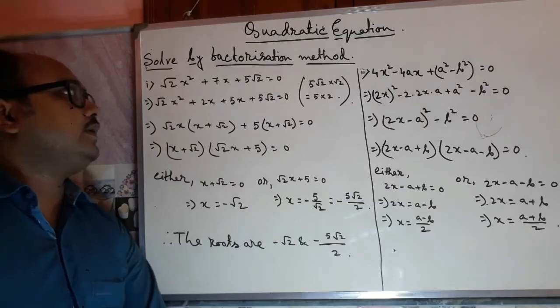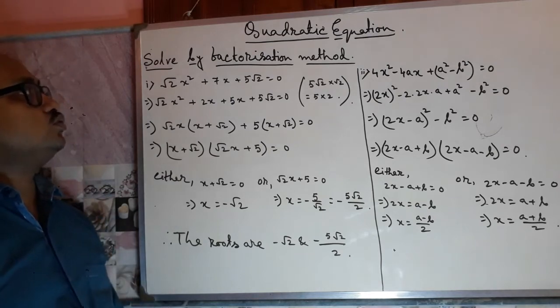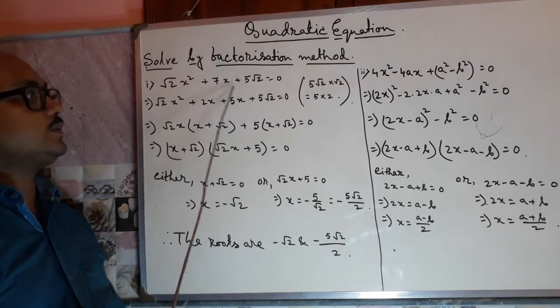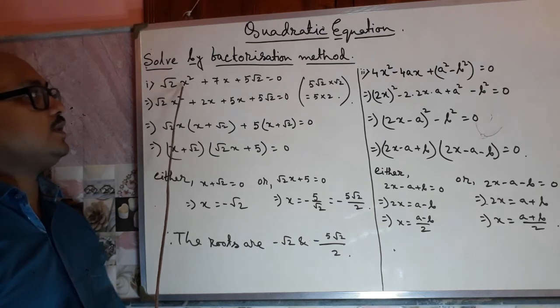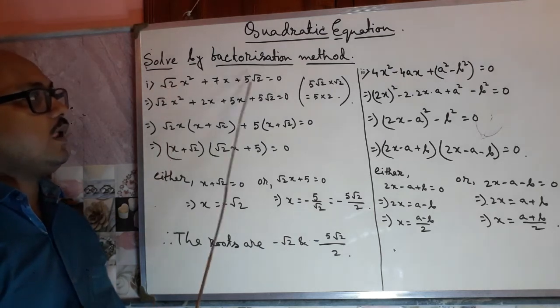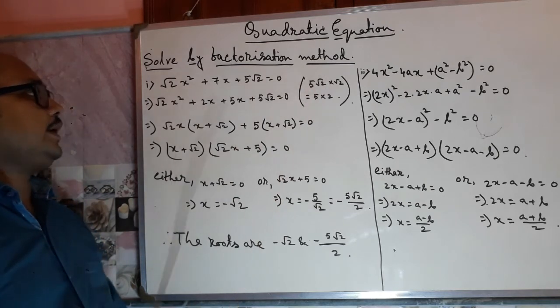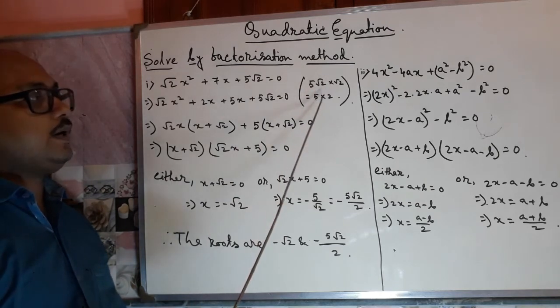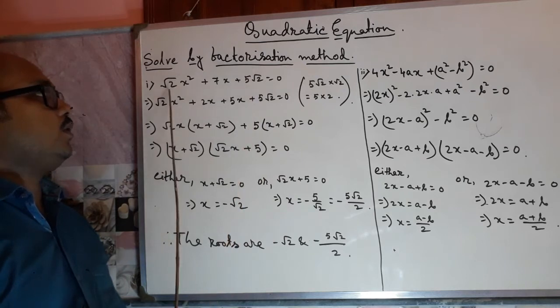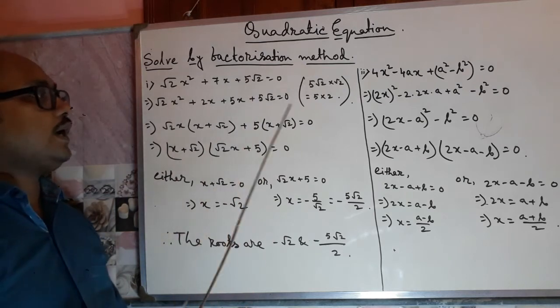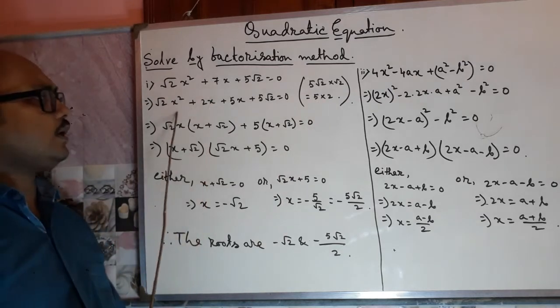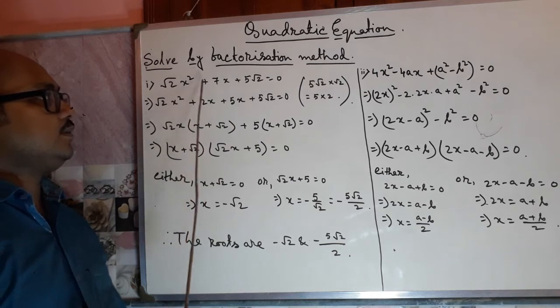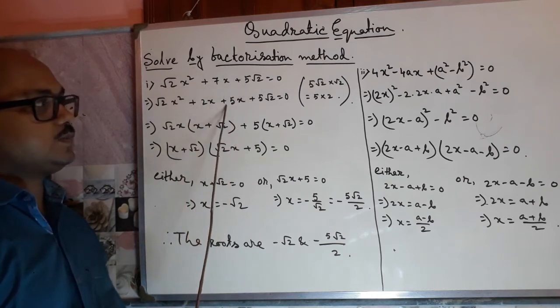Again two equations are given to solve by factorization method. The first one is √2x² + 7x + 5√2. Taking the coefficient of x² and the constant term 5√2 and √2, 5 and 2 are the two factors for these two terms. By using this 5 and 2, we have to form this 7. Very easy. This plus sign, plus into plus, here also this plus sign.